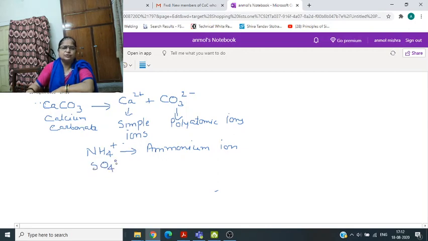SO4 2 minus, sulfate ion. Further I will tell you. Now you should know how to find out the valencies. Simple method is there.